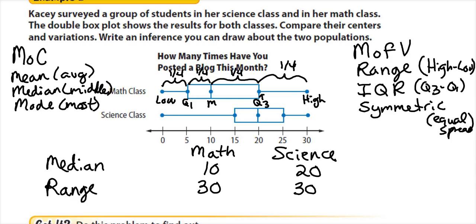All right, now we just need to make a little sentence about this. You can say that the median for math is lower than science. You could say the median in science is higher than math, and then the range is equal. So you have a different way to say it. It doesn't really matter. Just pick something and talk about it. All right, so you're going to write two sentences, one about each. So let's say that the median in math was lower than science.